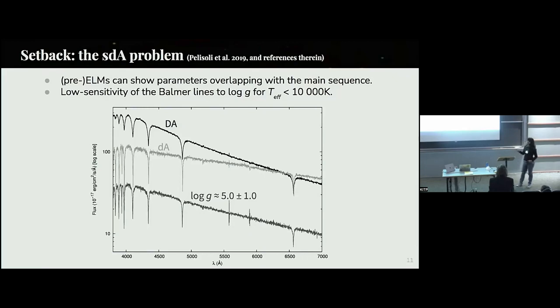This is illustrated here, where at the top there's a canonical mass white dwarf for reference. This gray one here is a main sequence star with a log g of 4. And down here we have a spectrum that fits a log g of 5, but at this temperature range, the uncertainty is around 1 dex. So based on the spectrum alone, we have no idea what this is.